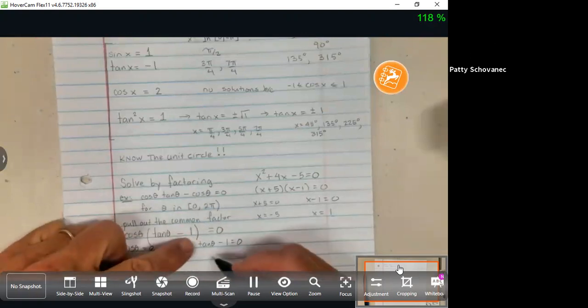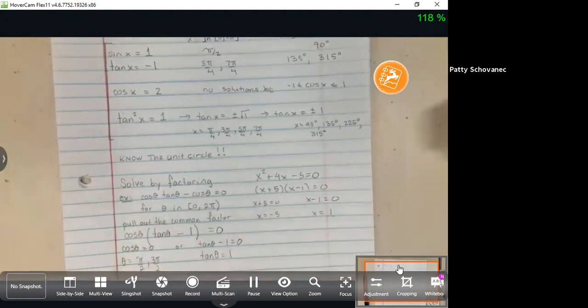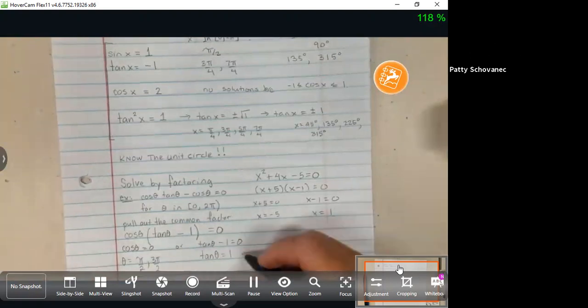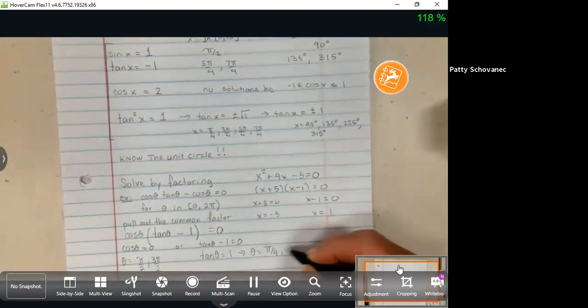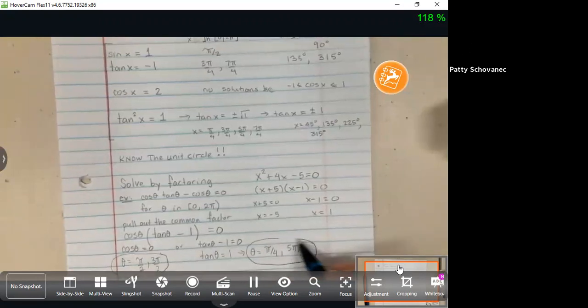This one's the equation we solved up here several times. Tangent of theta is 1. Tangent is 1 at pi over 4, and then again in quadrant 3 at 5 pi over 4. So that one says theta is pi over 4 and 5 pi over 4. So all four of those numbers are solutions to the original equation.